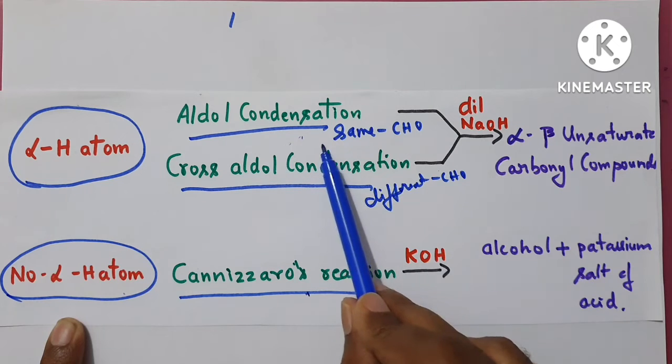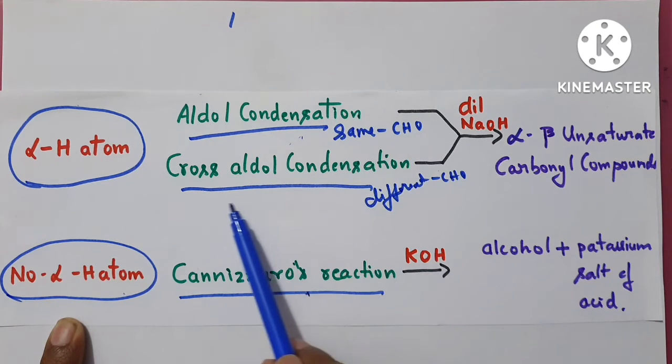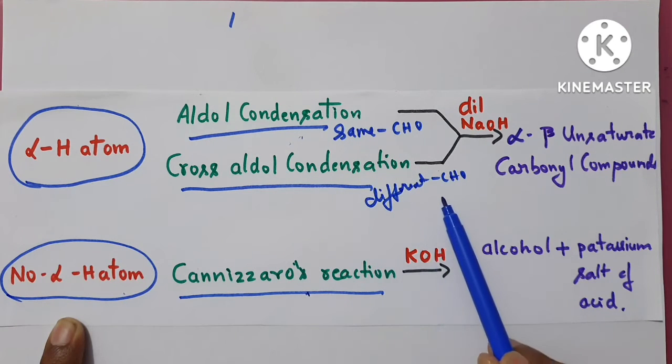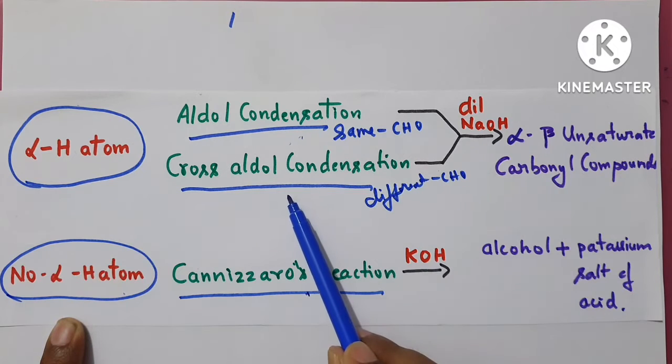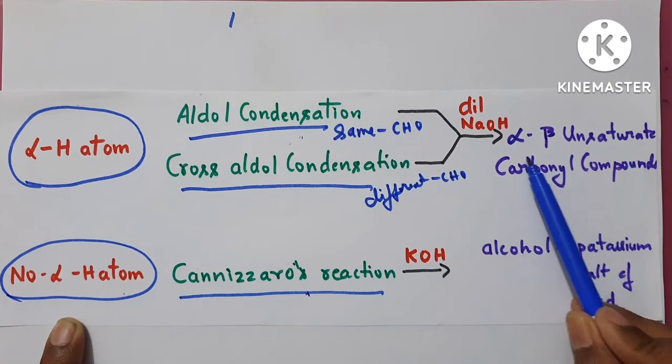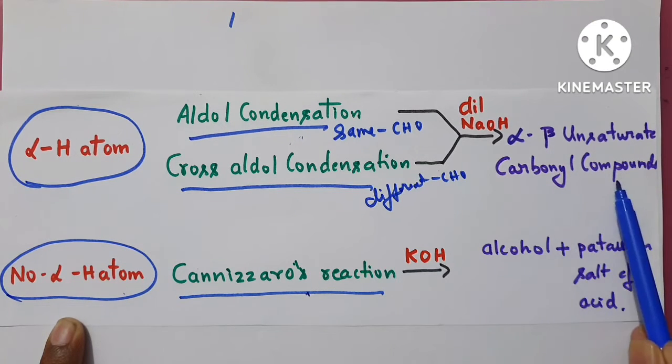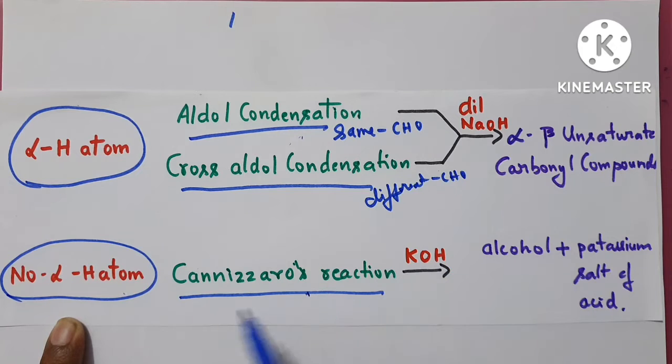Aldol condensation is nothing but same aldehyde. Cross-aldol condensation is nothing but different aldehyde. The main product of aldol and cross-aldol is alpha beta unsaturated carbonyl compound, whereas Cannizzaro's is nothing but no alpha hydrogen atom. In the presence of potassium hydroxide, it is one of the reactants to give you an alcohol and a potassium salt of acid.